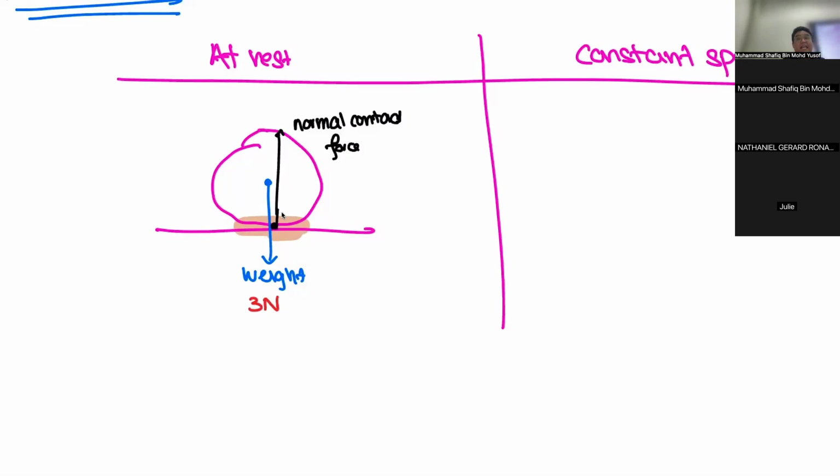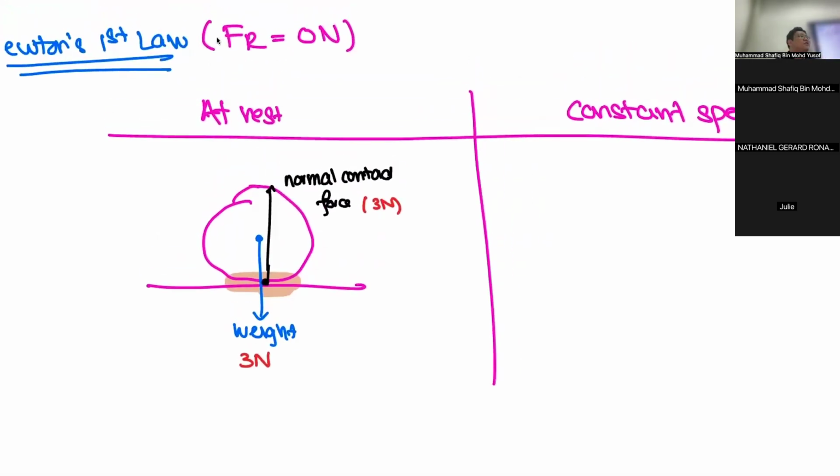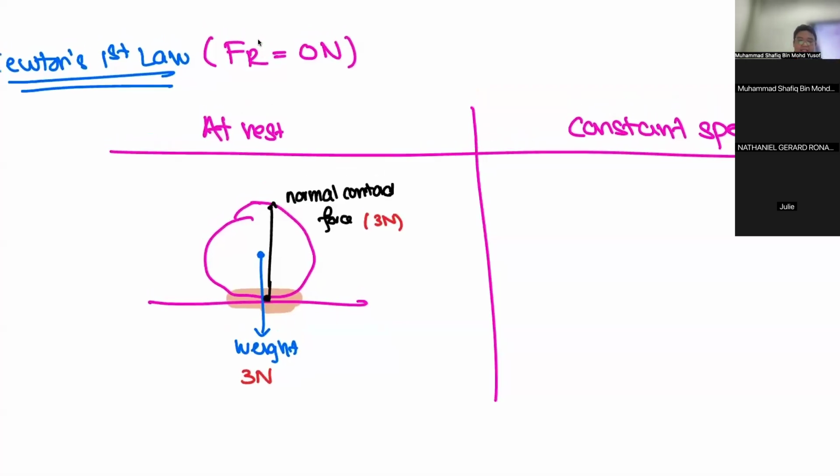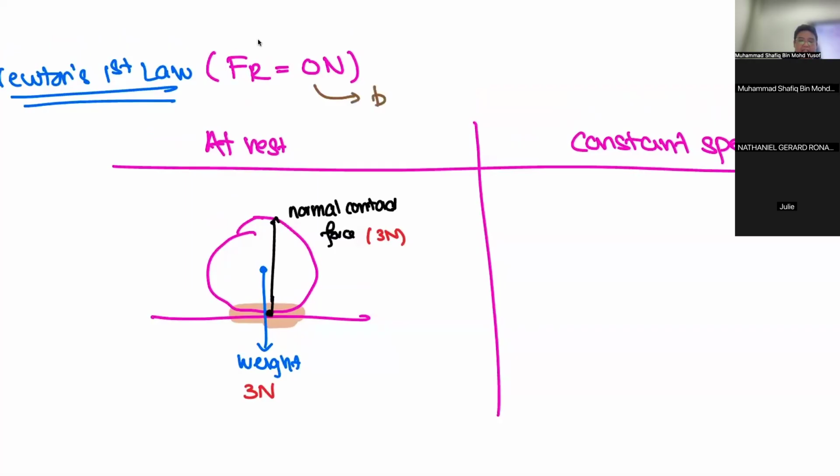The answer is it must be the same. The normal contact force will always be the same. Take note: if your normal contact force is bigger, like 5 Newton, wouldn't the ball start floating? Because there's a resultant force. That is the idea of Newton's first law: the forces acting on it are all equal, and this is what we call a balanced force. Balanced force means the upward equals the downward, leftward equals rightward, etc.